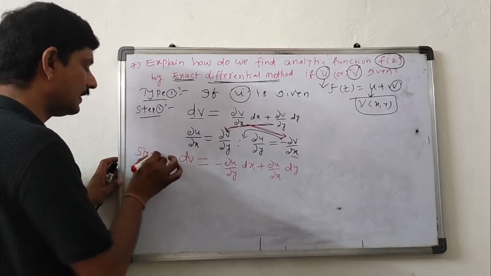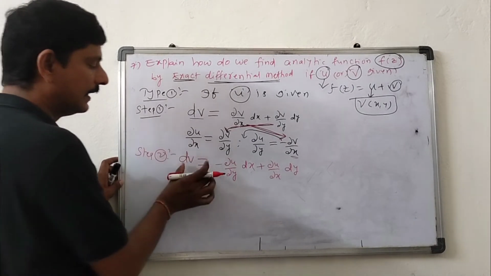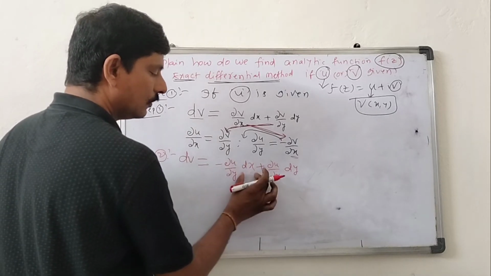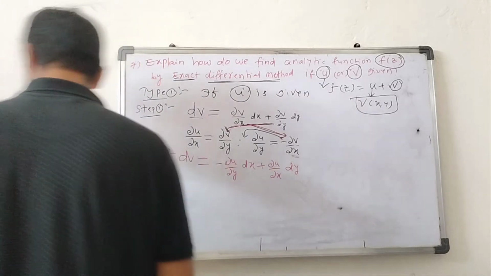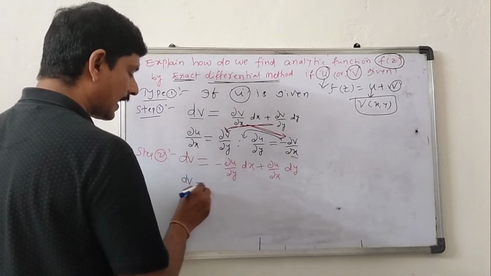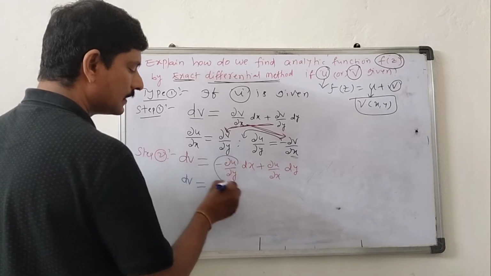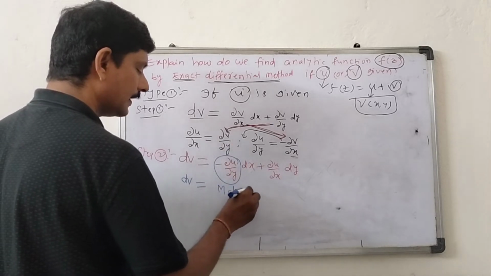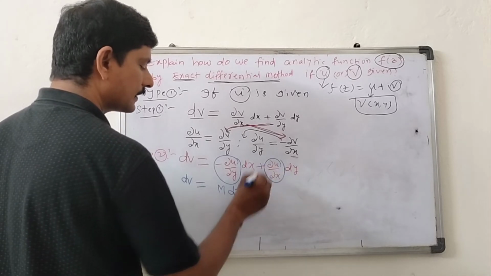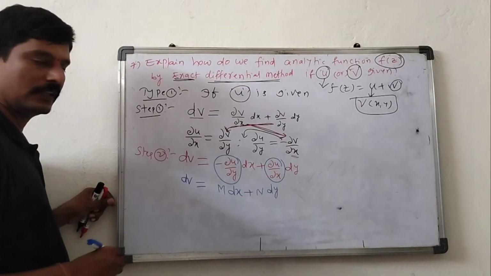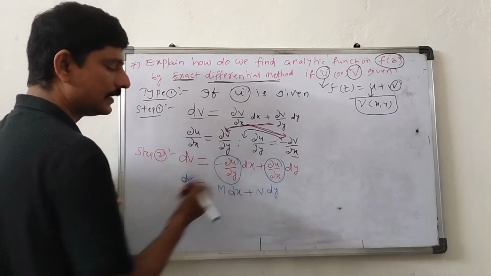We converted dv in terms of u: minus dou u by dou y into dx plus dou u by dou x into dy. Now this dv can be expressed as follows. Consider minus dou u by dou y as capital M dx, and dou u by dou x as capital N dy. You can write this as M dx plus N dy.